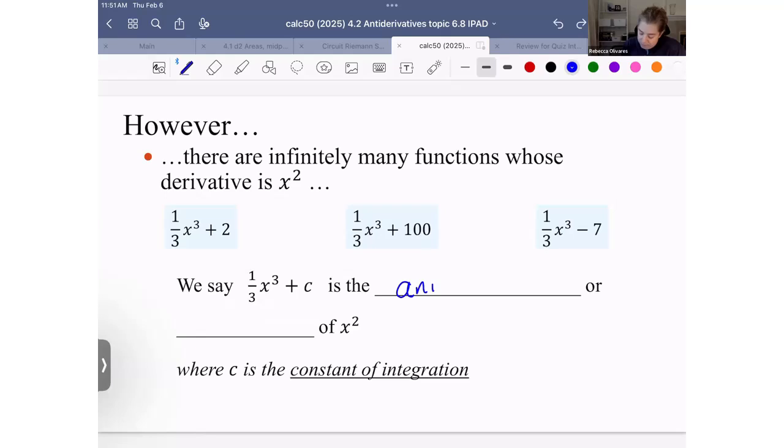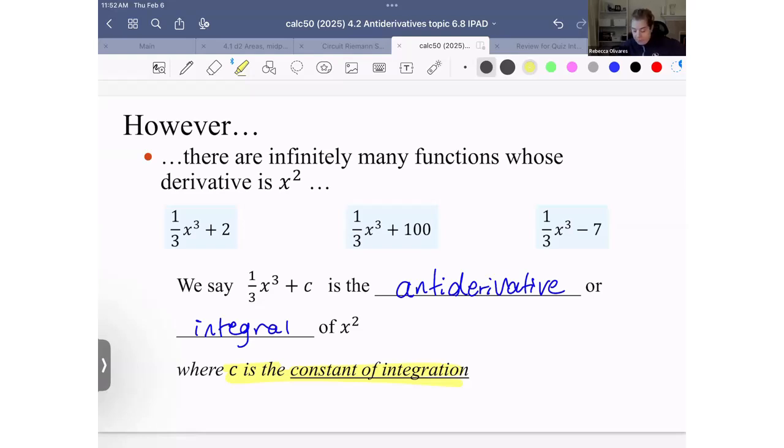Can't spell, hold on. The antiderivative or the integral of x squared. And c is known as your constant of integration. So antiderivative and integral tend to be used kind of interchangeably, like they're synonyms, although technically there is a slight difference between the two, but often I will just use those terms interchangeably, so you can as well.